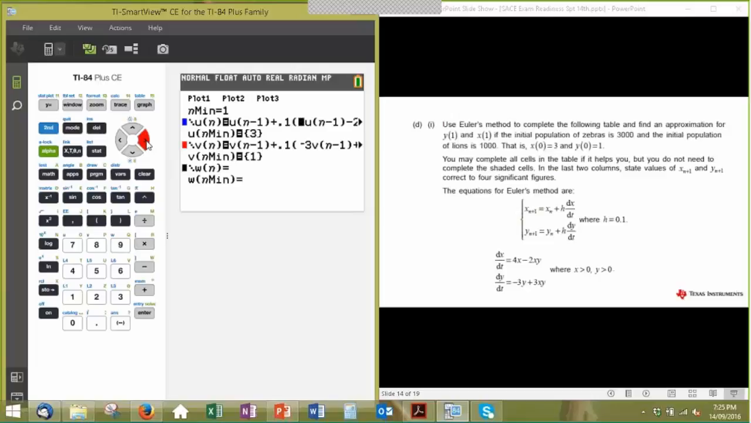But 0.1 multiple of dx by dt, where dx by dt in fact is 4 times the x value minus 2 times x multiplied by y, which is now v. Now that's really very messy, and it asks you the minimum value, that was 3, and the y value was 1, and I put in the v value in exactly the same way.